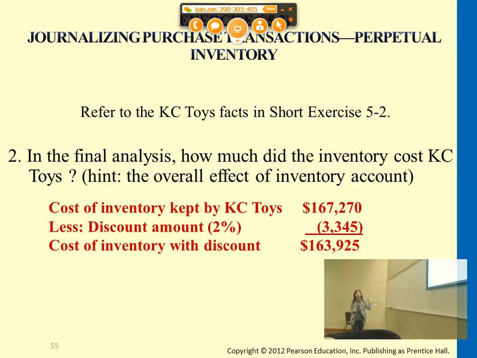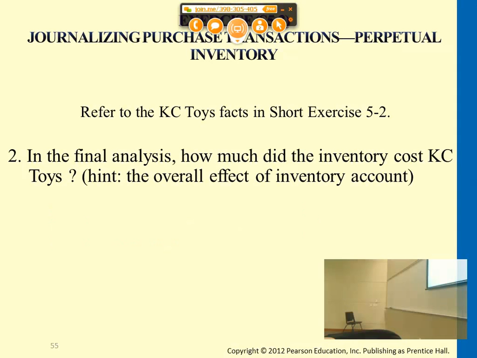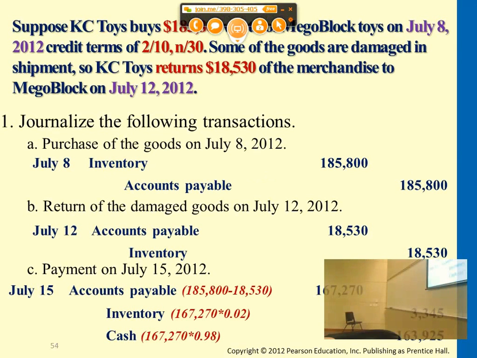Okay, so you have the original amounts. This first line here, cost of inventory kept, is already subtracting the returns and allowances part. Okay, that's why you see 167,270, and then they subtract again the discounts. So the cost of inventory overall will be this balance, 163,925, which is really the cash that you're paying here.